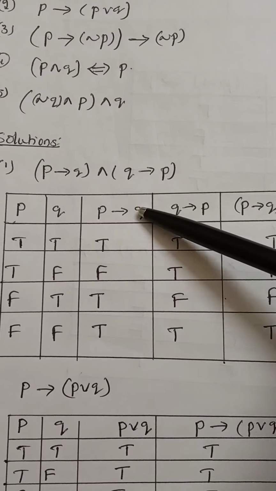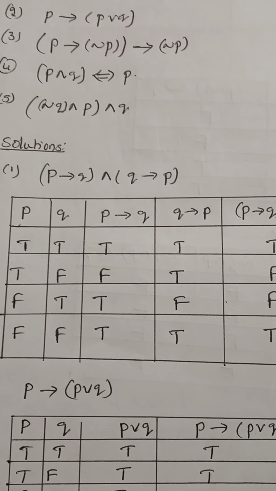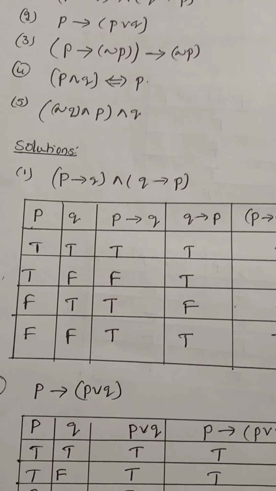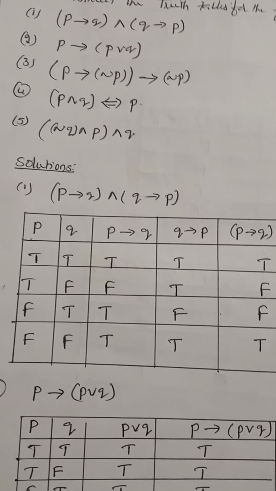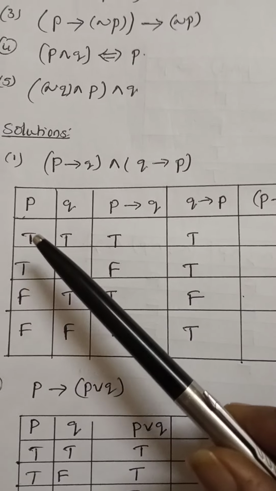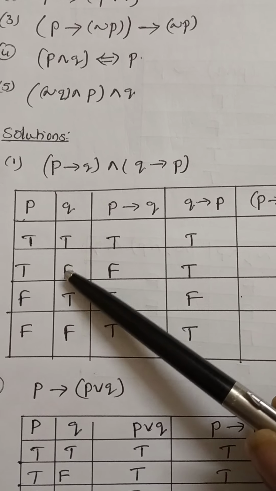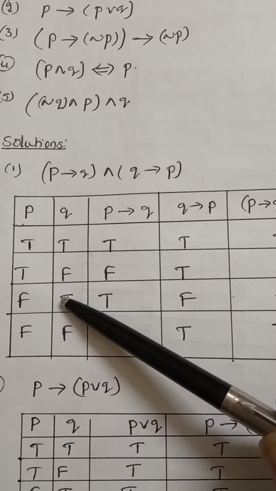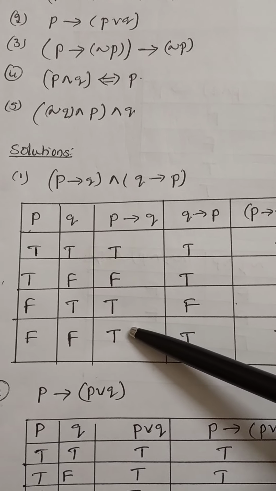Now first one is P arrow Q, which means implication. In implication, what is the important point? A true statement cannot imply a false statement. That is, if the first one is true and the second one is false, then the implication is always false. Here, true implies true is true. True statement cannot imply a false statement, that's why the answer is false. False implies true, the answer is true. False implies false, the answer is true.